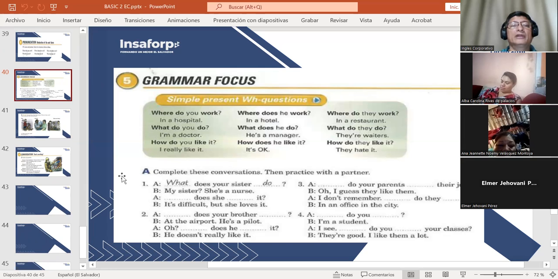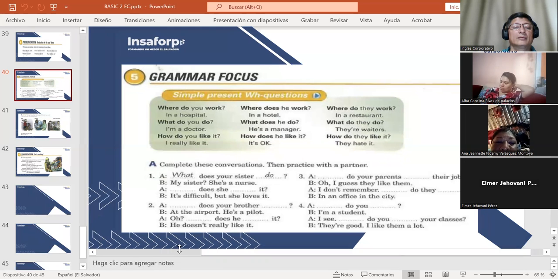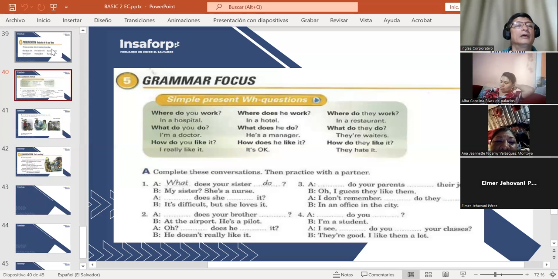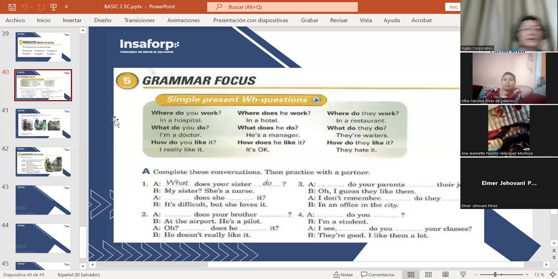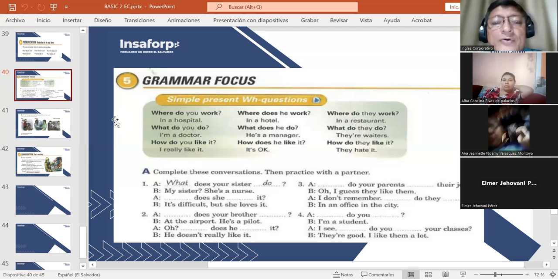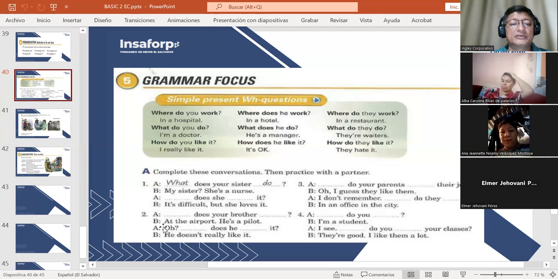All right. We were talking about the simple present. La anterior que puso ahí nos quedamos. So today we're going to study the simple present WH questions. First, what are the WH questions? We're going to make a list of the WH words. What are the WH words you see in this?